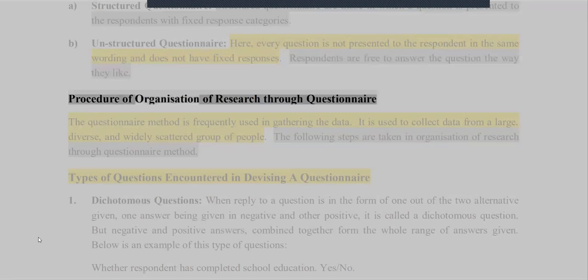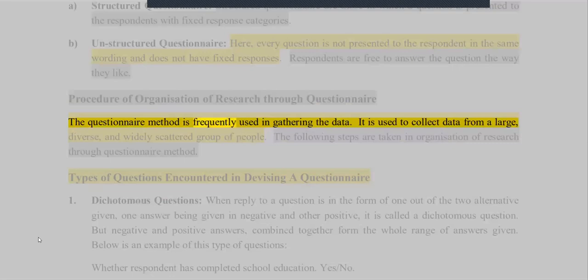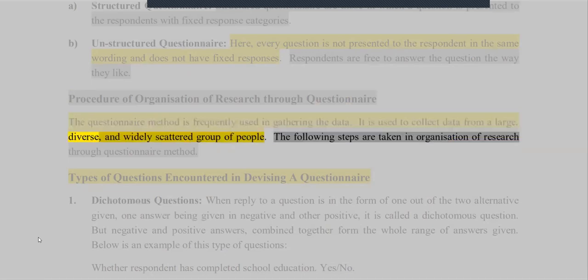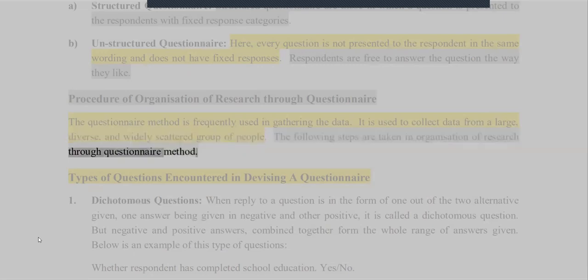Procedure of organization of research through questionnaire. The questionnaire method is frequently used in gathering the data. It is used to collect data from a large, diverse, and widely scattered group of people. The following steps are taken in organization of research through questionnaire method. Types of questions encountered in devising a questionnaire.